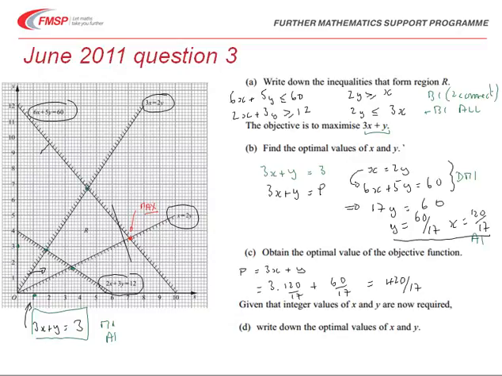Finally, we're asked to find an integer value. So we're going back to our diagram to look at integer values close to our maximum solution. We can see that our best value is going to be at this point here. The integer value is at x equal to 6 and y equal to 4. The marking for those two parts of the question is simply B1 and B1.